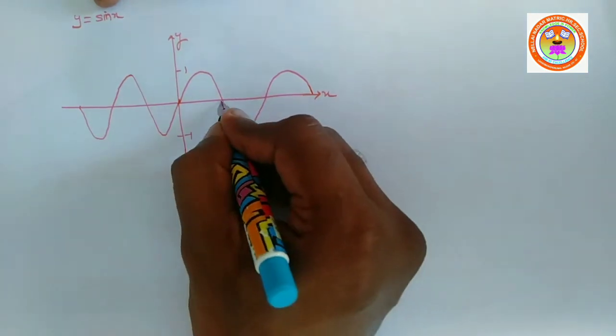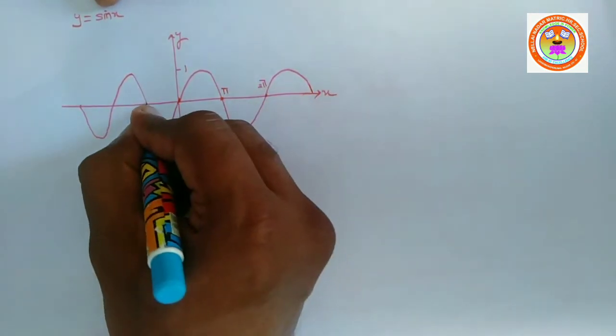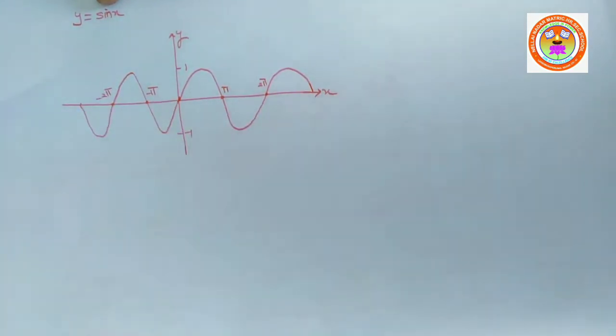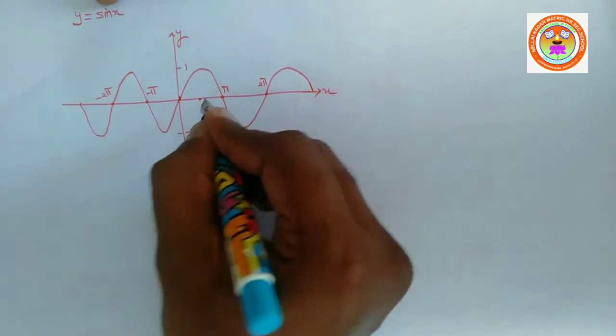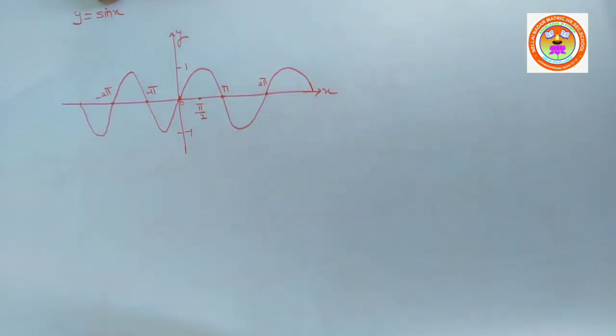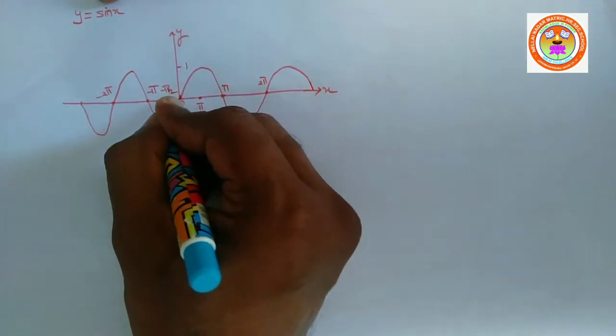So this will be pi, this will be 2 pi, this will be minus pi, and this will be minus 2 pi. This point we call pi by 2, because the midpoint of 0 to pi is nothing but pi by 2. This point we call minus pi by 2, the midpoint.